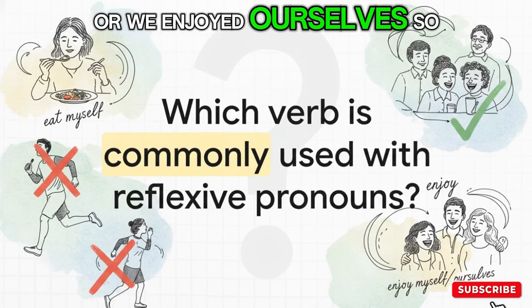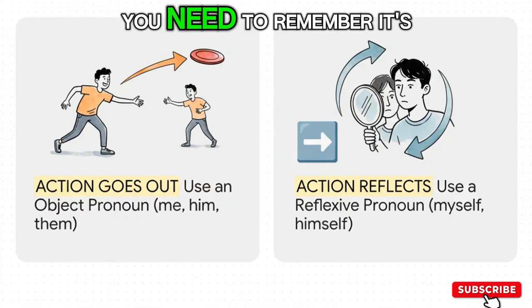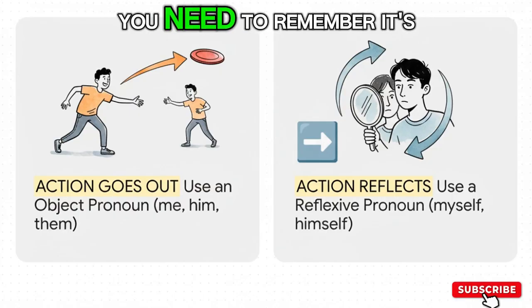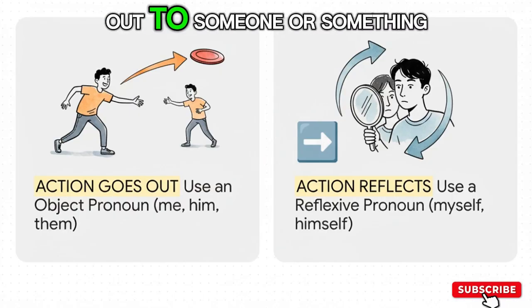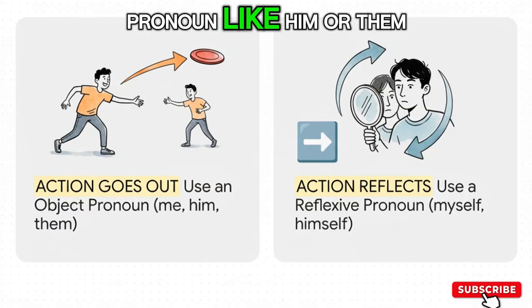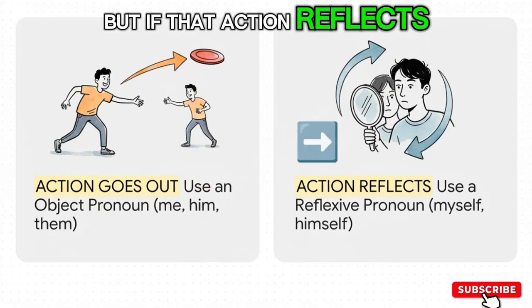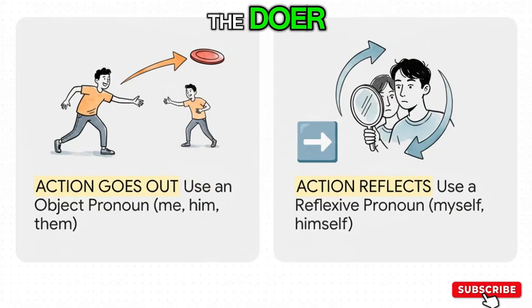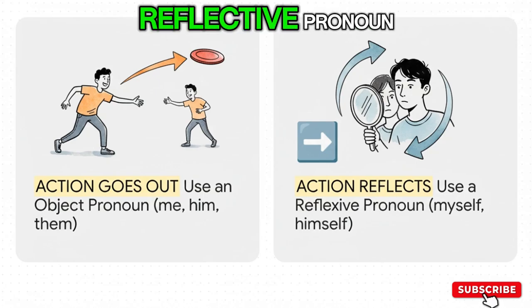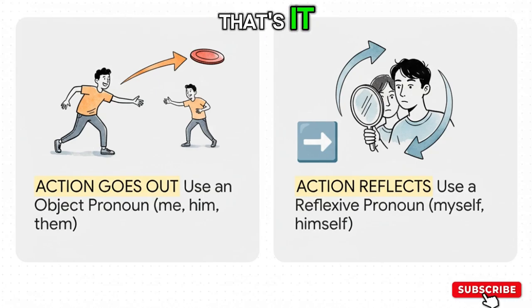So let's wrap all this up with the one golden rule you need to remember. It's this simple. If the action is going out to someone or something else, you're going to use an object pronoun like him or them. But if that action reflects and comes right back to the doer, you have to use a reflexive pronoun like himself or themselves. That's it.